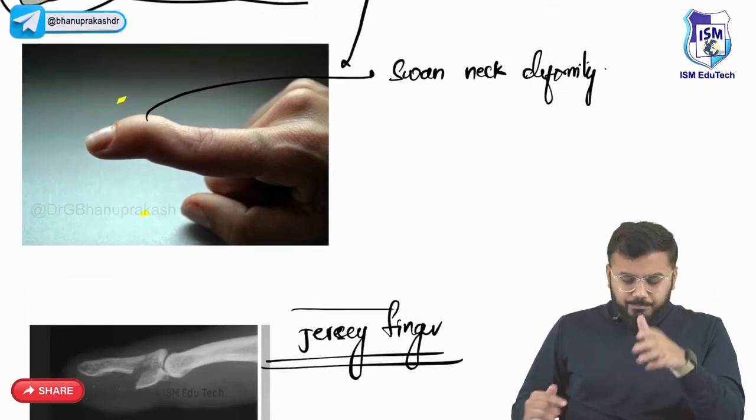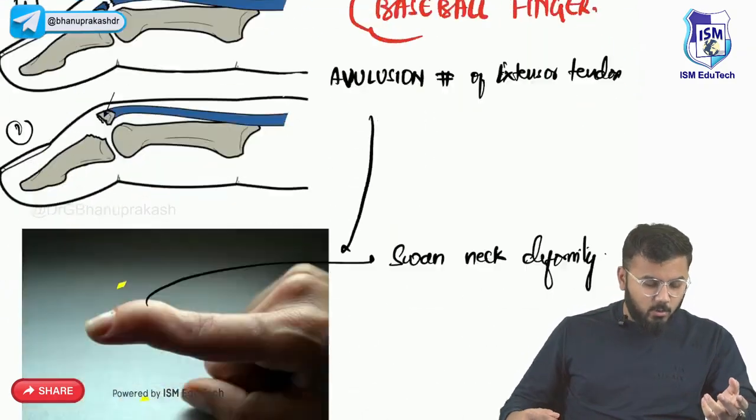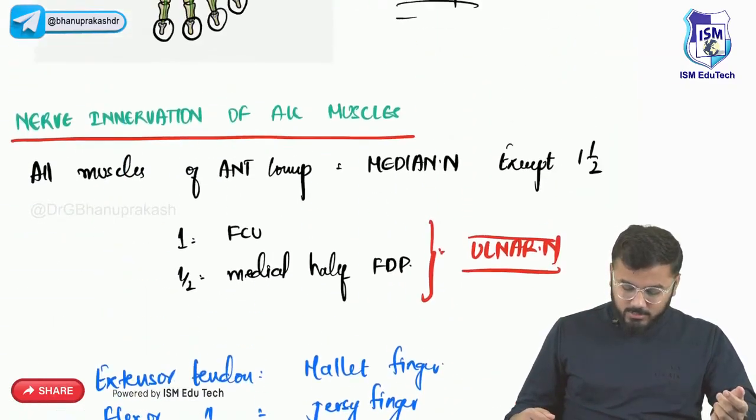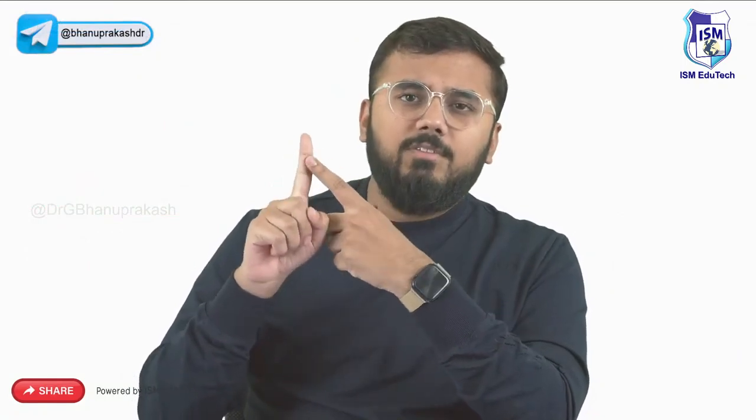Okay. So swan neck deformity, jersey finger, baseball finger, mallet finger. I hope all of you have revised this, right? So can anyone tell me, if there is a rupture of the tendon here on the flexor region, what kind of finger do you call it as?